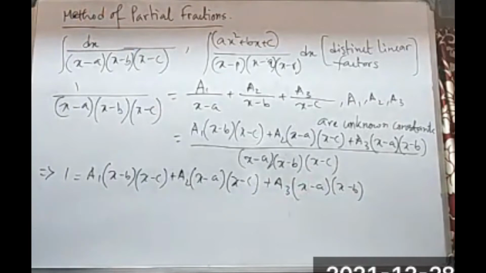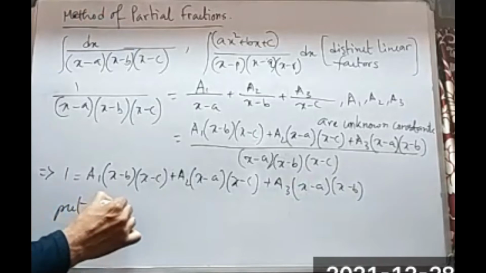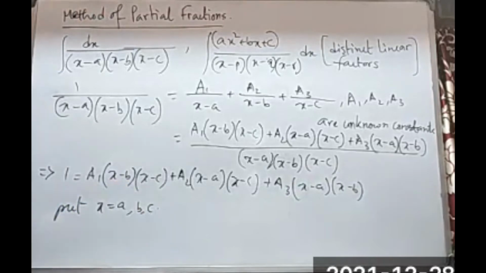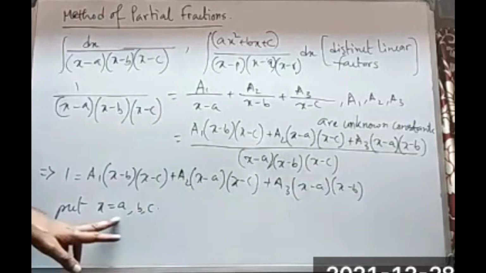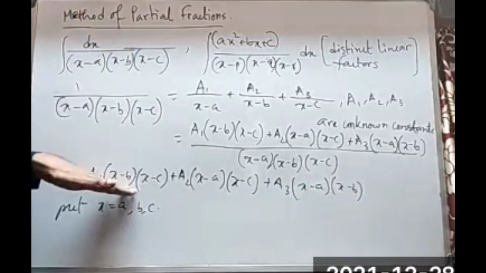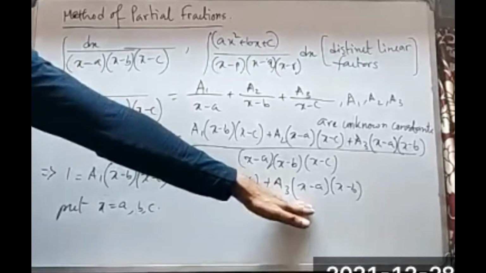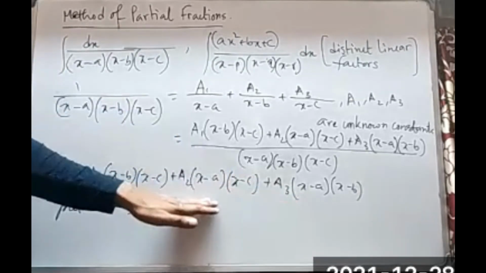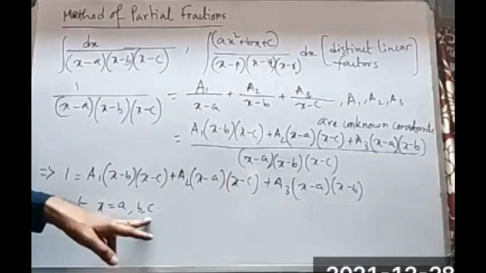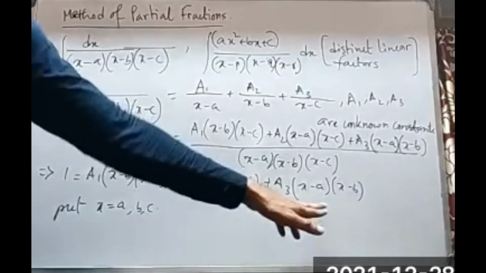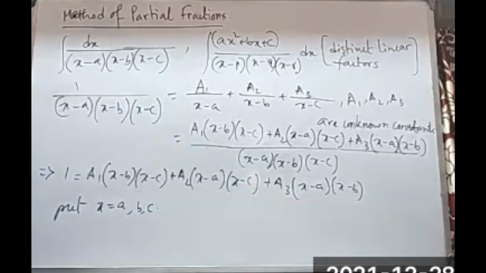Now one by one we will put the values of x as a, b and c. When you put x equals a, only this factor will be there and the other two will be 0, so you get the value of A1. When you put b, this factor and this factor will be 0, so you get the value of A2. And when you put x equals c, the first two terms will be 0, and from the third term you will get the value of A3.